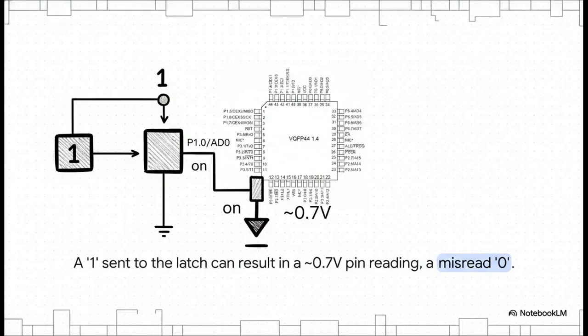Okay, let's look at a real-world example. It makes this so much clearer. In this circuit, we're telling the port to output a 1 to turn on a transistor. So inside the chip, the latch is holding a 1, no problem. But look at the physical pin. Because of how a transistor works, the voltage on that pin drops to about 0.7 volts. Now, if the microcontroller were to read its own pin, it would see 0.7 volts and think, hey, that's a 0. It would completely misread its own output. But by using a read-modify-write instruction, it reads the latch instead, sees the 1 it intended, and everything works perfectly.